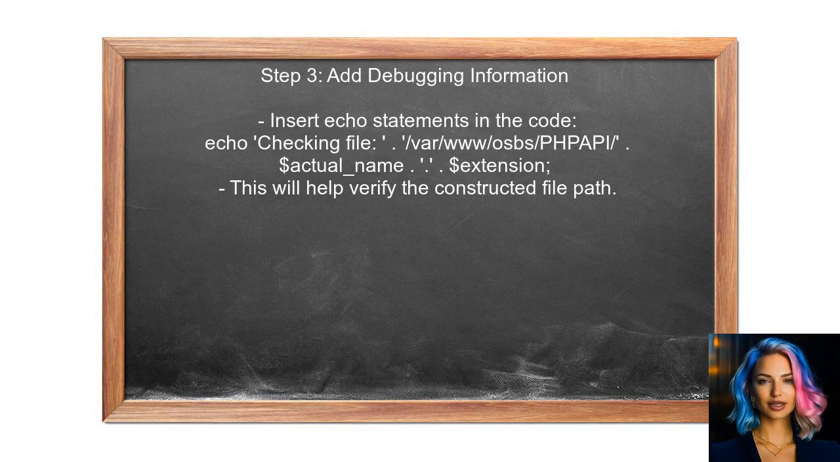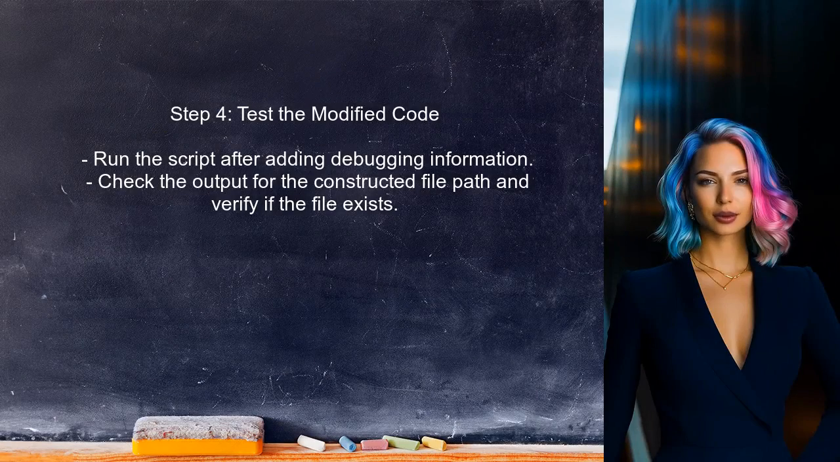Now, let's modify the code to include debugging information. The user can add some echo statements to see if the file path is being constructed correctly. Finally, the user should test the modified code to see if the file exists function now detects the file correctly. This will help confirm if the issue was with the path or permissions.